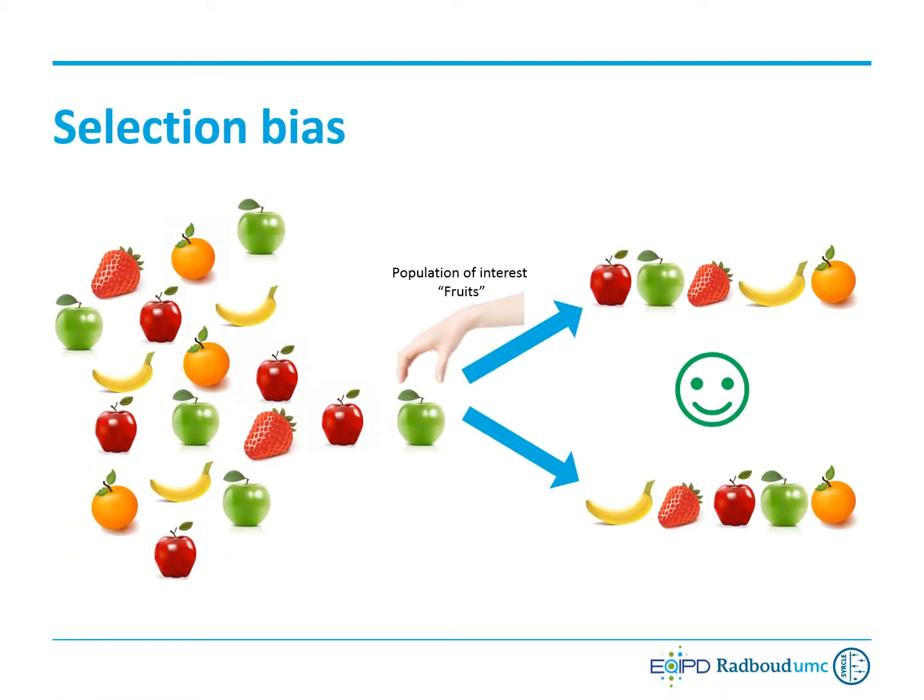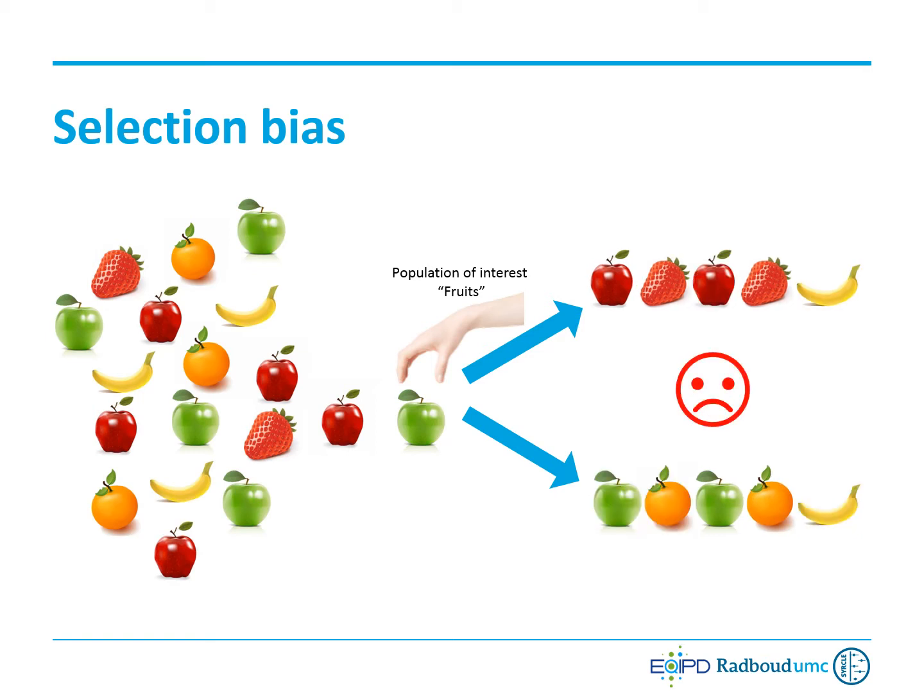Imagine an experiment where the population of interest is fruits, and you're picking subjects from a variety of options. In an unbiased experiment, subjects in the two groups should have comparable baseline characteristics. We're happy. But if you don't take measures against selection bias, you may unintentionally end up with unequal baseline characteristics. For instance here, all the red fruits accidentally ended up in one group, while the other group contains no red fruits. The color of the fruits may affect your outcome measure, leading to distortion in the study results.